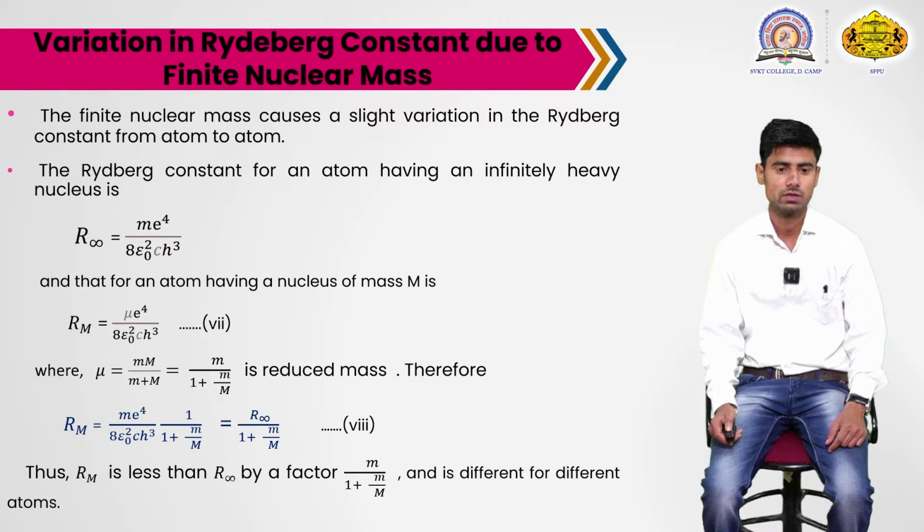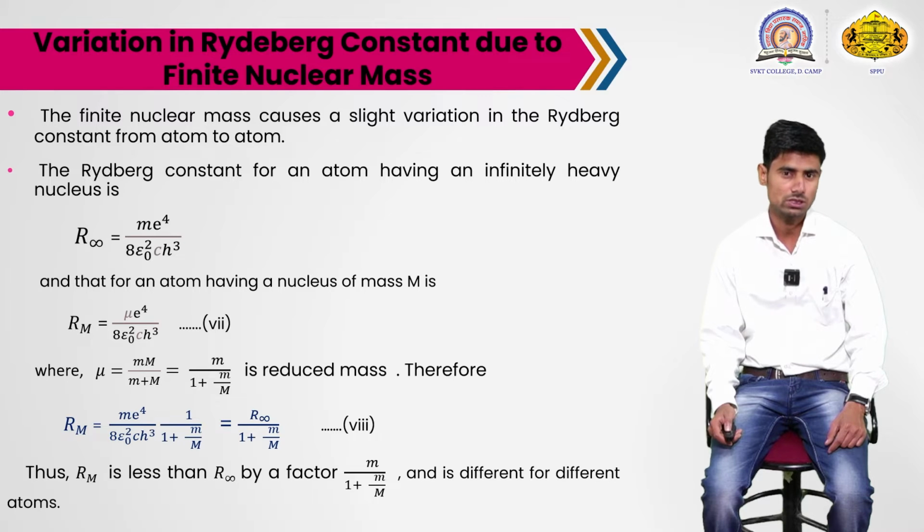Now we know that the reduced mass of the electron and nucleus system is given by small m times capital M, that is mass of electron times mass of nucleus, divided by small m plus capital M, which is nothing but small m divided by 1 plus small m by capital M. So this is the value of mu, and if we substitute this reduced mass in equation 6, in equation 7 I will get R M equals m e power 4 by 8 epsilon 0 square ch cube into 1 by 1 plus small m by capital M. Now this m e power 4 by 8 epsilon 0 square ch cube is nothing but R infinity, so we get R M equals R infinity divided by 1 plus small m by capital M, and this is equation number 8.